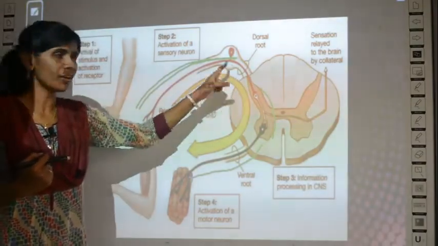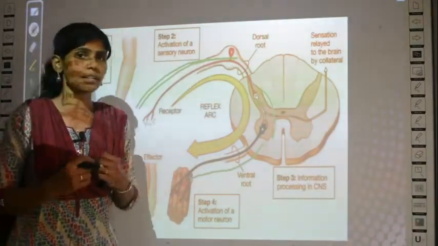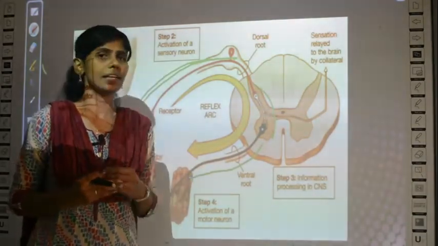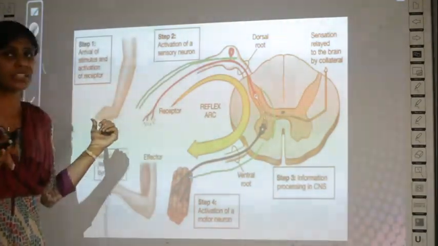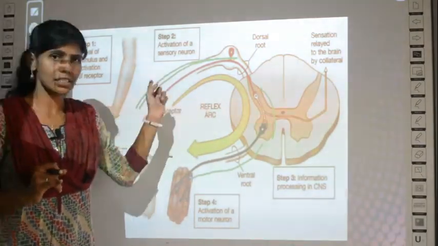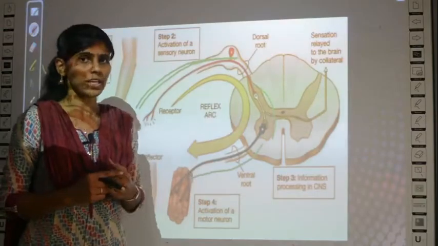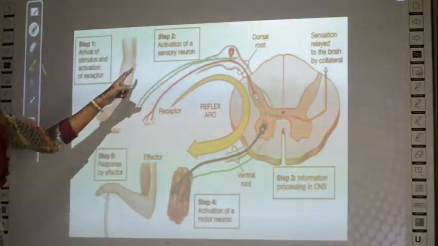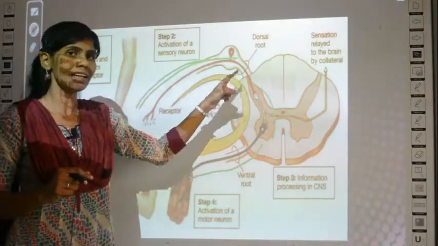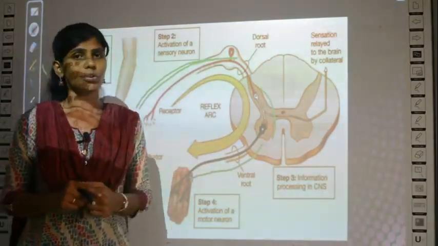The sensory neuron, the red colored one, is called a receptor because it receives the stimulus signal. What is the stimulus? The pricking of the pin is the stimulus, and here the receptor is the sensory neuron which receives the stimulus. What is the second step? Activation of the sensory neuron. This is the sensory neuron. Now the receptor is the sensory neuron.